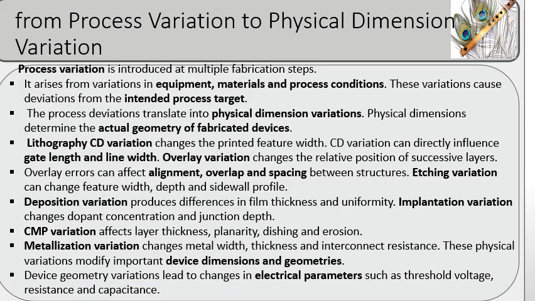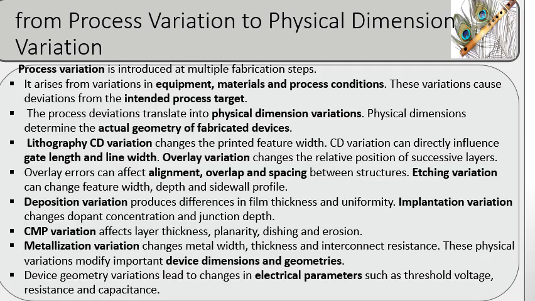The important point is that process variation is distributed across the complete fabrication flow, rather than originating from lithography alone. Process variation is introduced throughout semiconductor fabrication due to unavoidable differences in equipment, materials, and process conditions. These deviations from the intended process targets appear as changes in the physical dimensions and geometry of the fabricated structures.